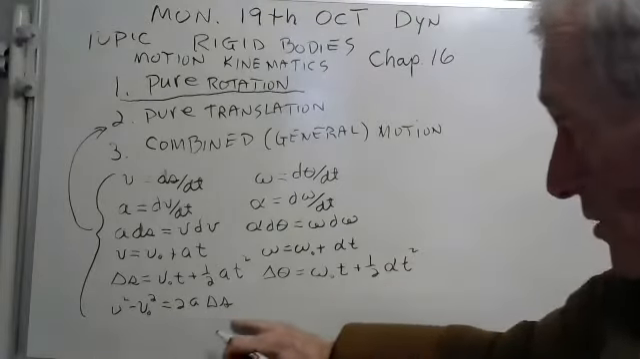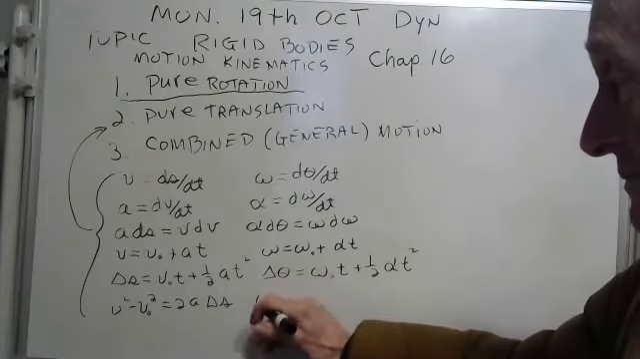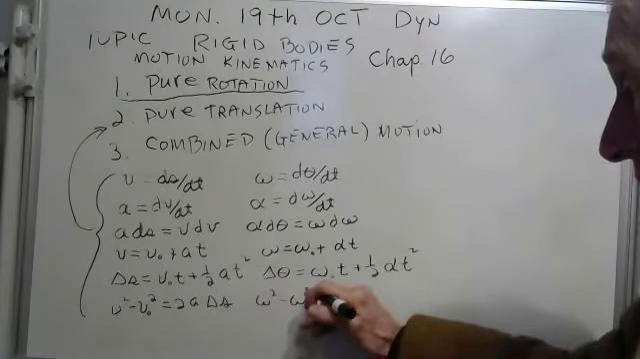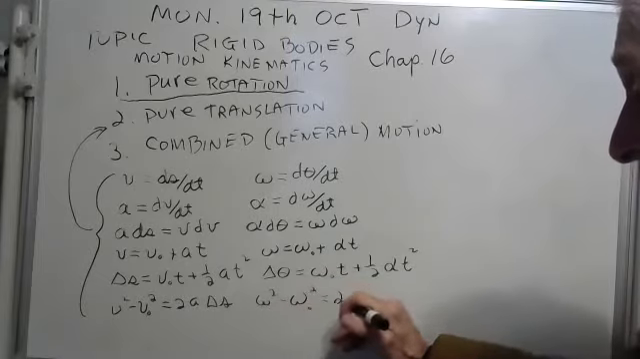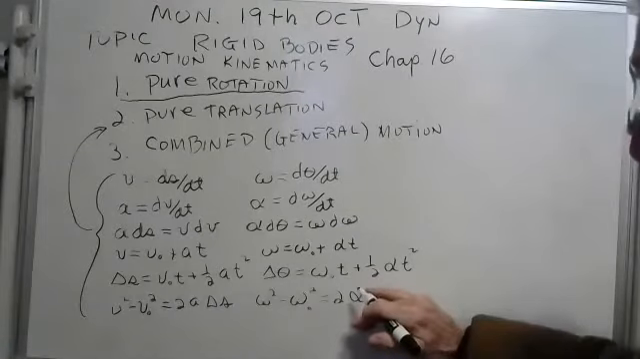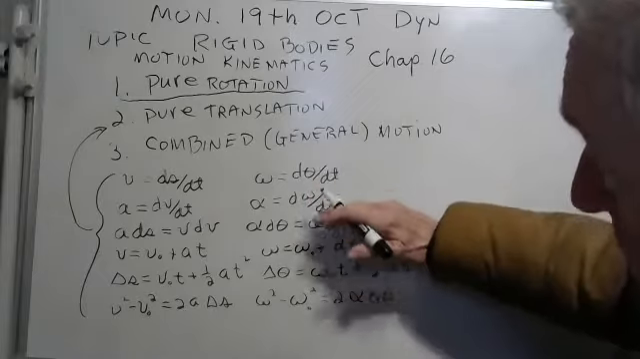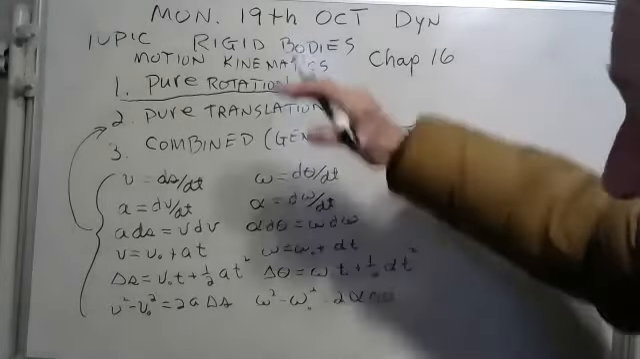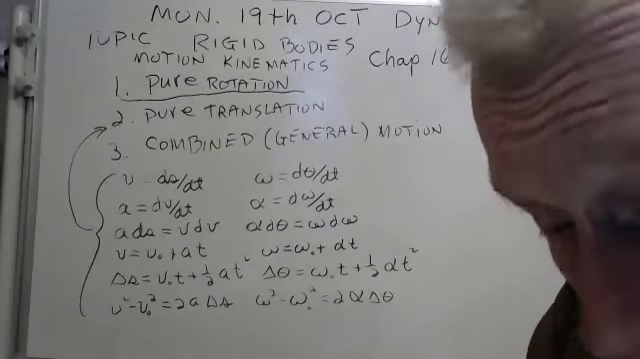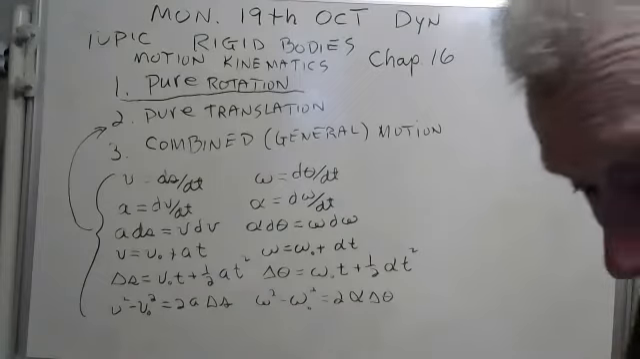Stuart, tell me what you wrote for this one. Omega squared minus omega naught squared equals 2 angular acceleration delta theta. Good going, Stuart. He's got the pattern there. Well, now we have the equations for pure rotation, and we can do problems now. So let me clear the board here and get rid of all this stuff, if you guys understand that.